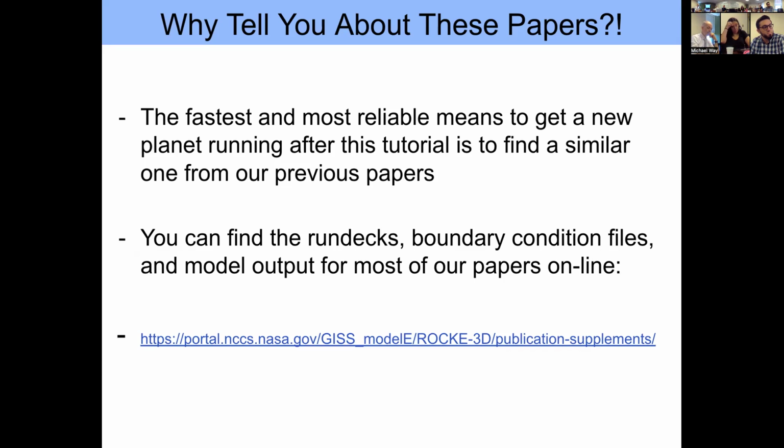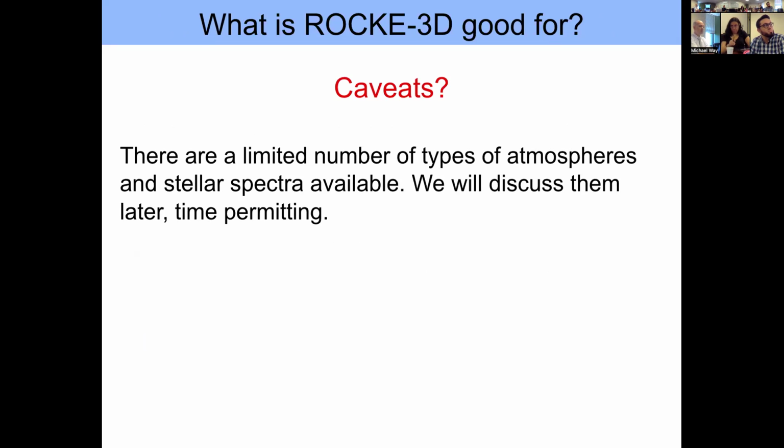Okay, so what are some of the caveats? As I've been saying, there are a limited number of atmospheric types that you can run and a limited number of stellar spectra that can be run. So if you have a new planet you want to model around a particular M dwarf, you should see if we already have that kind of spectra available. And if not, we should discuss how to create that spectrum for you to use. And if we have time, we'll discuss this in more detail a bit later in the tutorial.